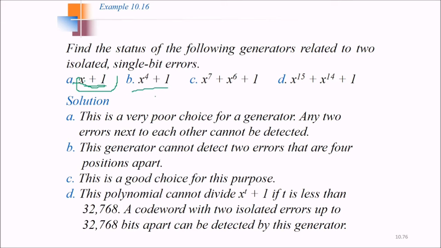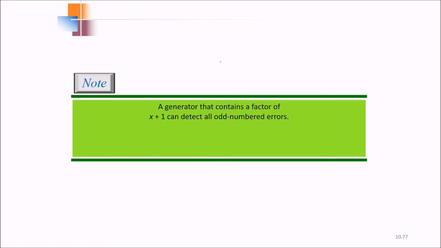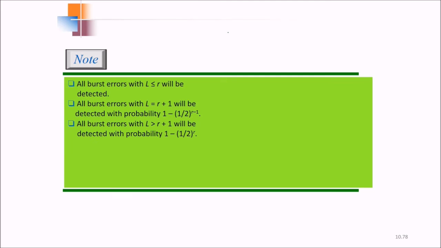x to the power 4 plus 1: this generator cannot detect two errors that are four positions apart. This one is a good choice, since this polynomial cannot divide x to the power t plus 1 if t is less than this number. The code word with two isolated errors up to this number of bits apart can be detected by this generator. A generator that contains a factor of x plus 1 can detect all odd numbered errors.